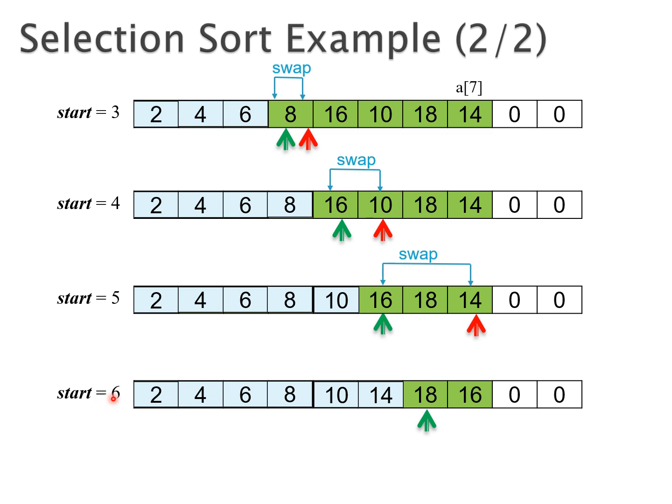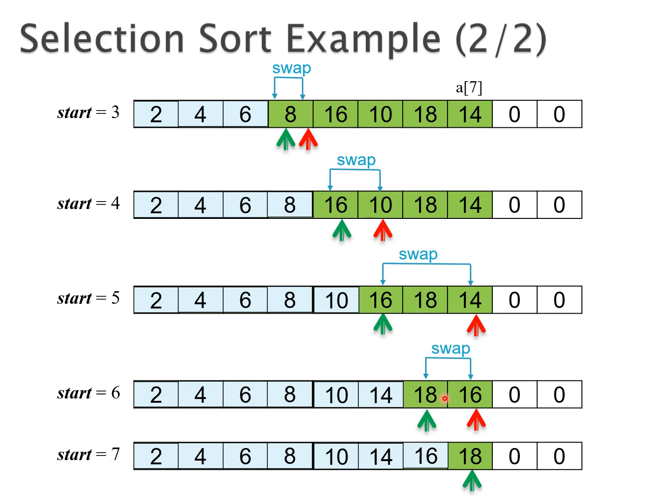And now the smallest element is also at index 7. So we swap it with the first element of the unsorted segment, and after swapping, we move to the last iteration with start equals 7.